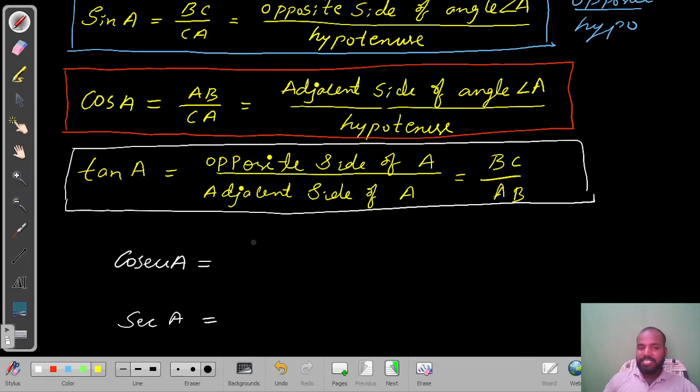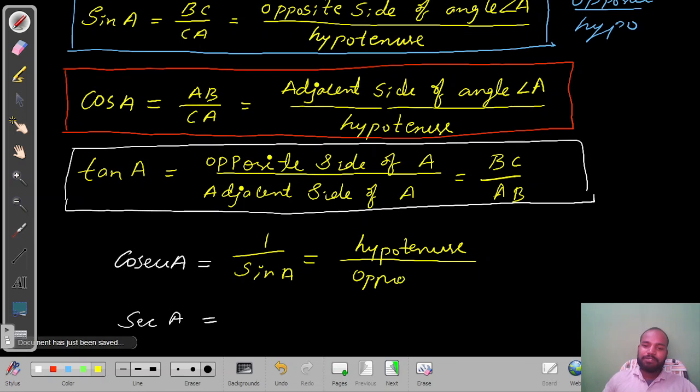What is cosec A? It means 1 by sine A. Your formula is completed. What is meant by 1 by sine A? Just quite opposite to sine A. That is nothing but hypotenuse by opposite. This is very easy, right? This is your cosec formula. Cosec is the reciprocal of sine.